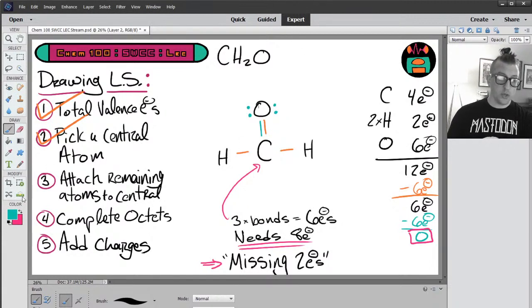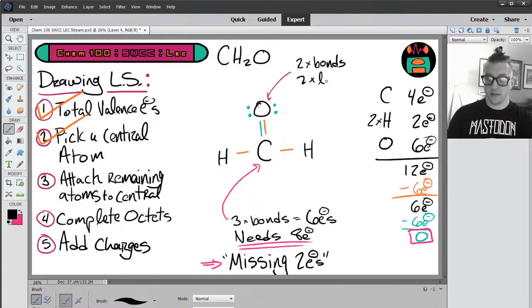All right? You'll notice that now, as drawn, oxygen has 2 bonds and 2 lone pairs. 2 bonds have 4 electrons. 2 lone pairs have 4 electrons. Oxygen has 8 electrons. And that's a complete octet.